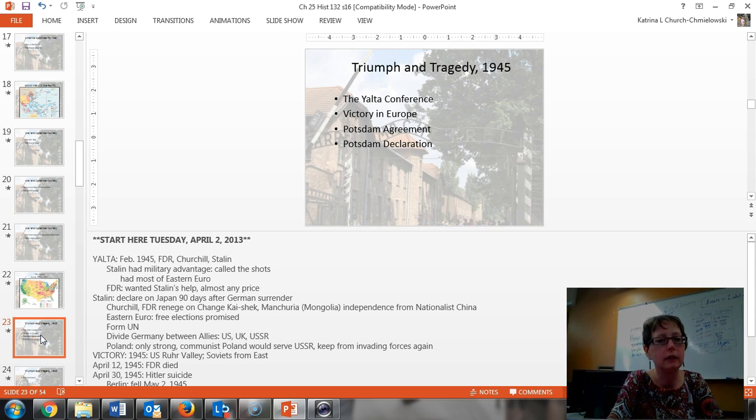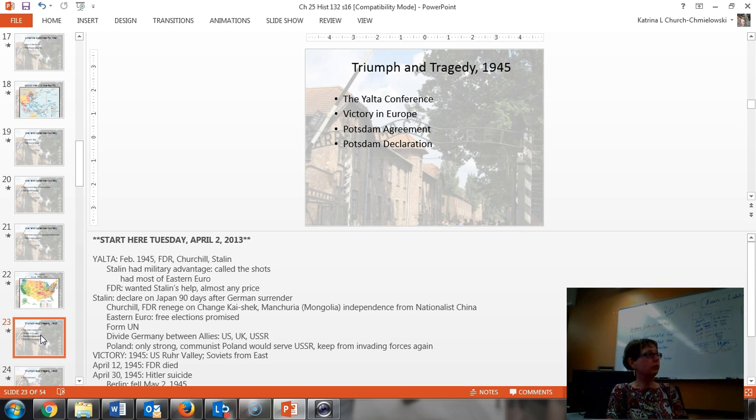Okay, so Yalta, where in February of 45, FDR, Stalin, and Churchill met. Stalin had the military advantage. He had taken over almost all of Eastern Europe by this point. His 1,000-mile front is converging and compressing, right? Because 1,000 miles is longer than some of Eastern Europe. So he's converging all his efforts and pushing the Nazis back, right? So he could call a lot of the shots in Yalta.